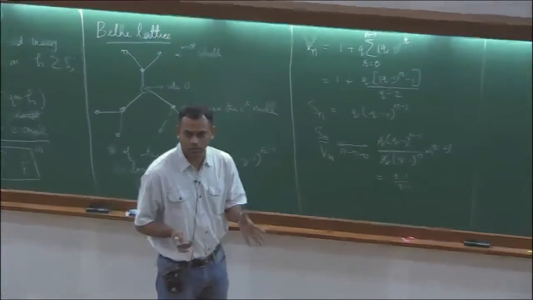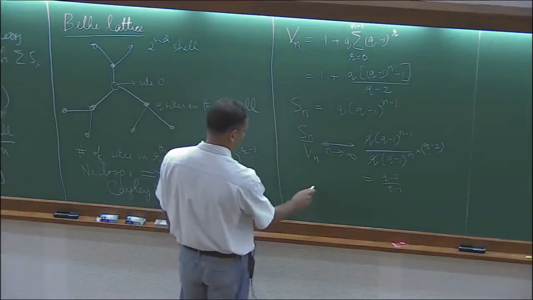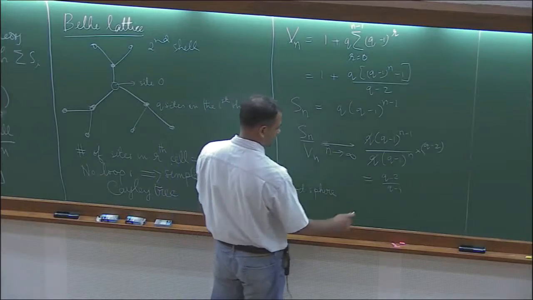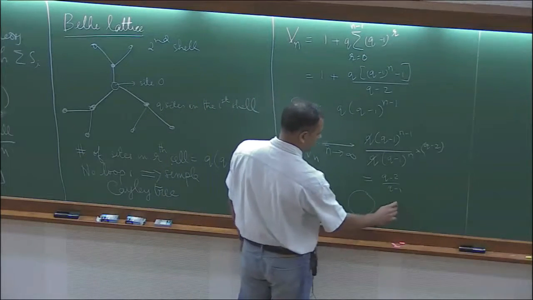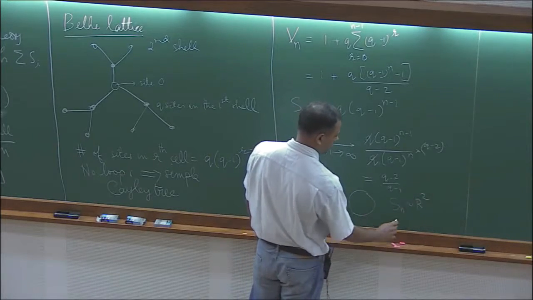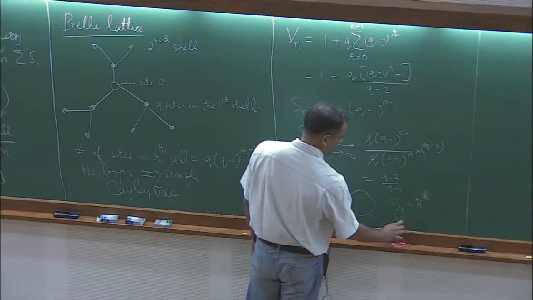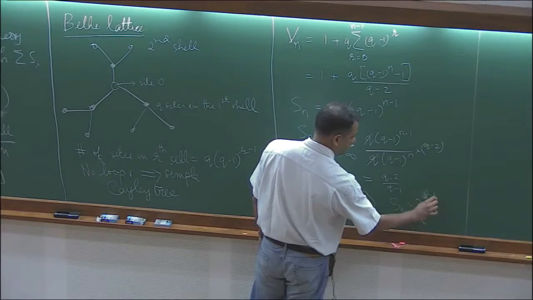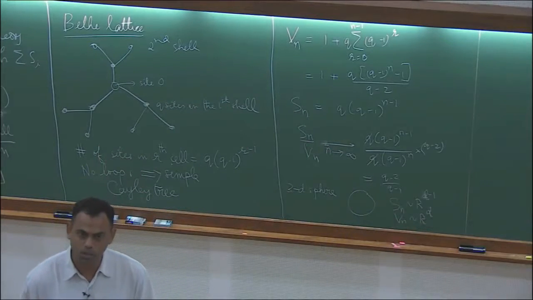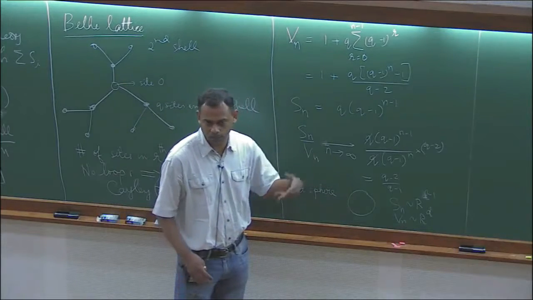Suppose I had a sphere, and I ask how many particles live on the surface. If I have a three-dimensional sphere, my number of particles on the surface goes as R squared. In general, the bulk goes as R to the power D and the surface as D minus 1, so that if I take the ratio it goes to 0. Most of the particles live in the bulk. But the Cayley tree has a problem that most of the particles live on the surface.